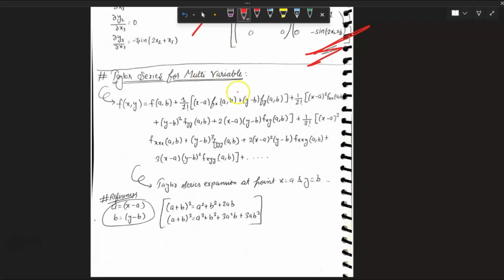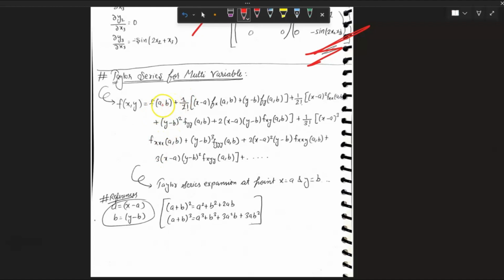Okay, because first is here, second is here, third is here, so it's for third order. So what is the Taylor series? The Taylor series you can write as f(x,y) equals f(a,b), where (a,b) is the point, and x minus a is that a, and b is y minus b. Like this also you can see in the questions.